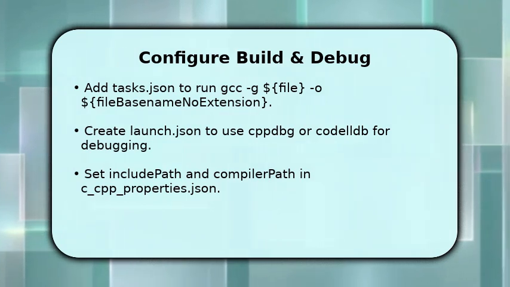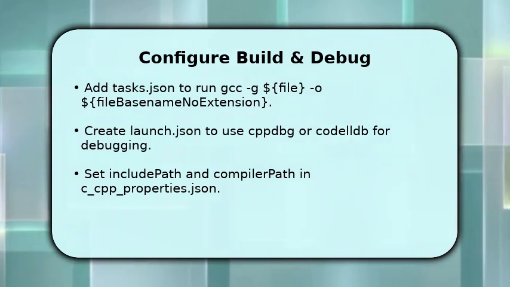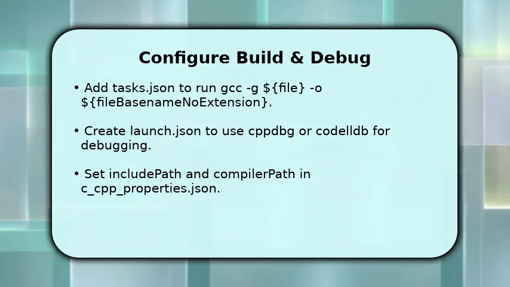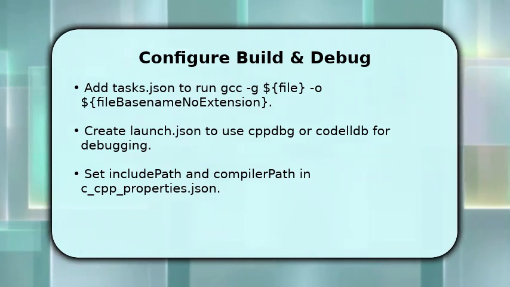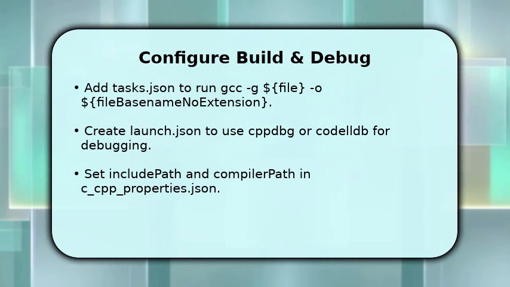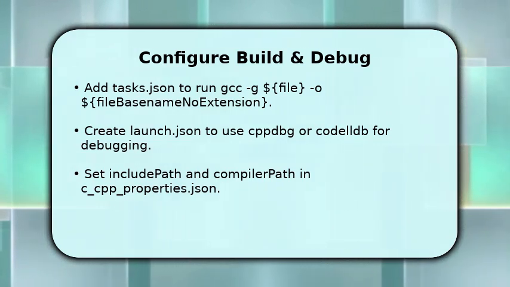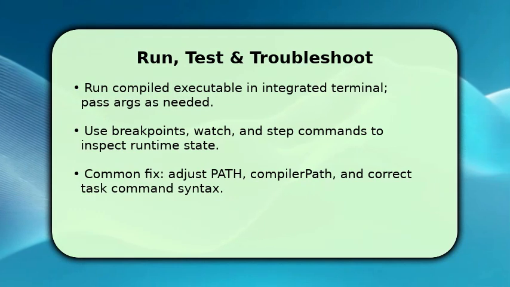Also update c_cpp_properties.json with include path and compiler path so IntelliSense matches your compiler. Once configured, run the task, then start the debugger. This sequence, and you finish by running and testing.